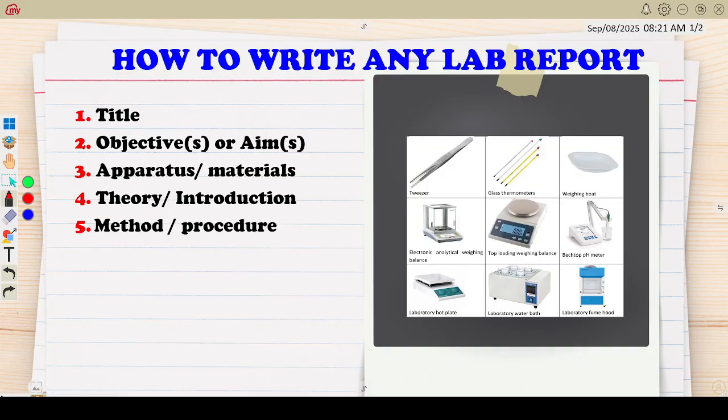For any kind of lab out there, for any specific course, whether you are doing microbiology, in method and procedure you put the things in past tense. And then now we proceed.